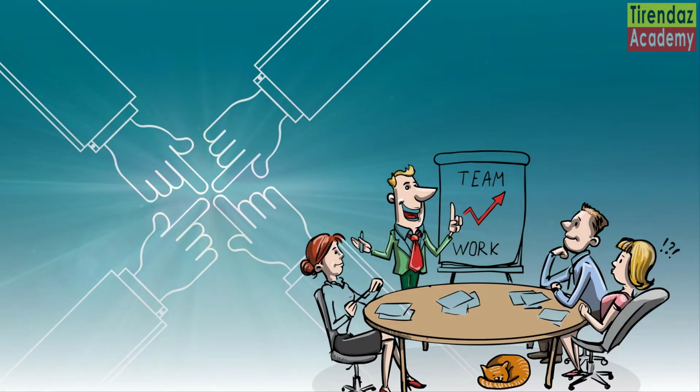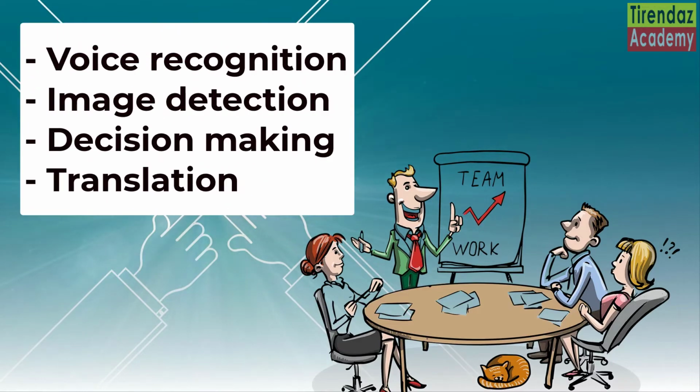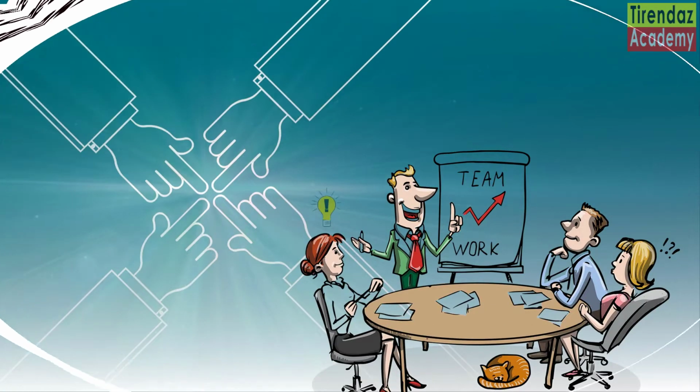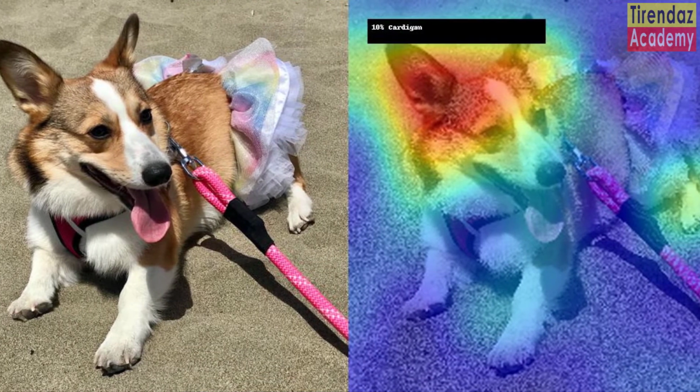Now, humanoid tasks such as voice recognition, image detection, decision making, and translation between languages are done by intelligent computer programs. For example, computer facial recognition or driverless cars were a problem that could not be solved until recent years. With AI techniques, such problems can be solved in many areas.